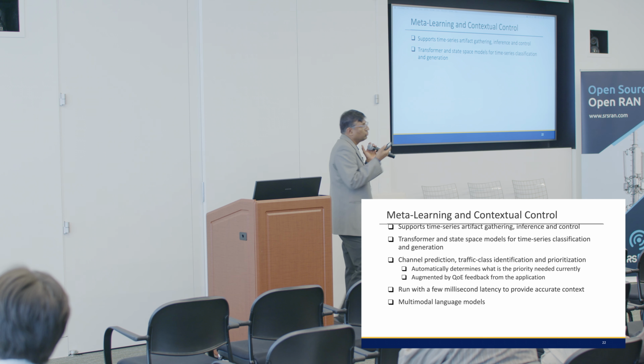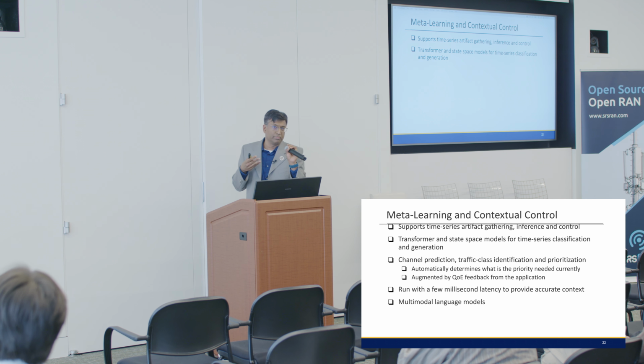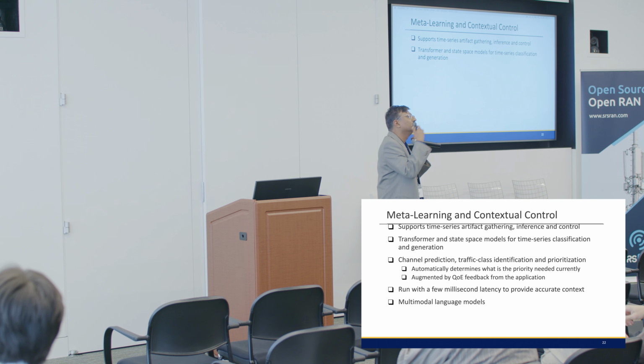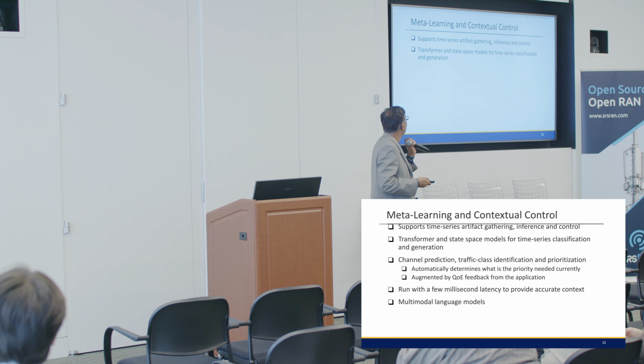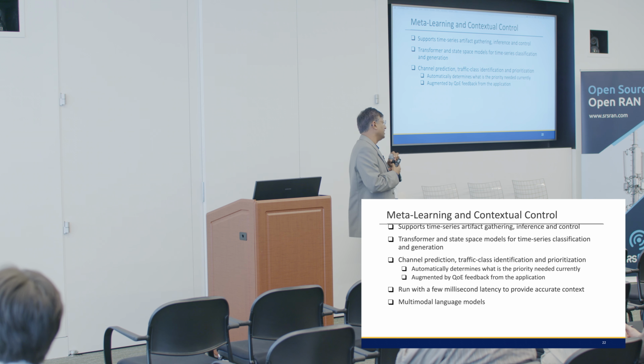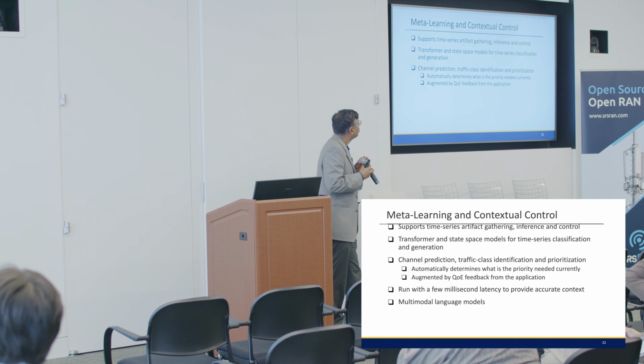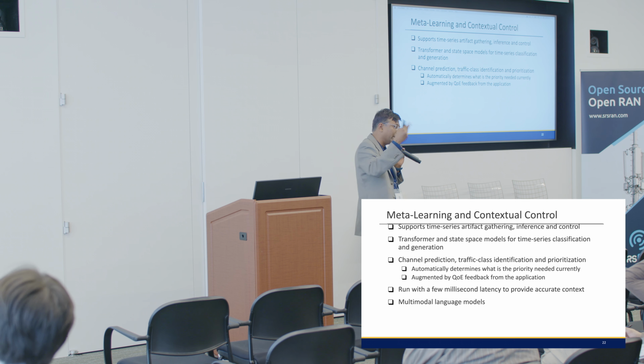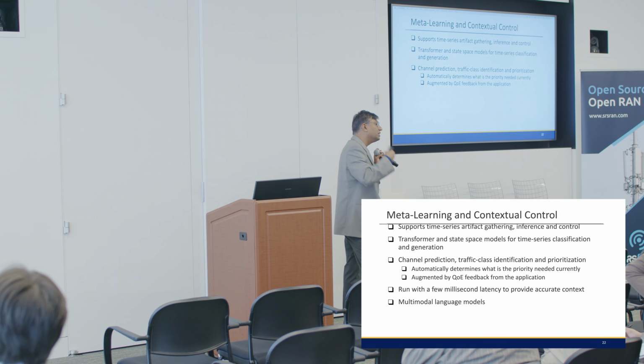So really, this is what we're up to. We're looking at transformer and state space models, which can give you contextual info on how best to look after your system. We're doing things like channel prediction. I don't have a video on this. It's just about working nicely. It basically determines the class of traffic by just looking at the packets coming in. It can be augmented by QoE feedback.